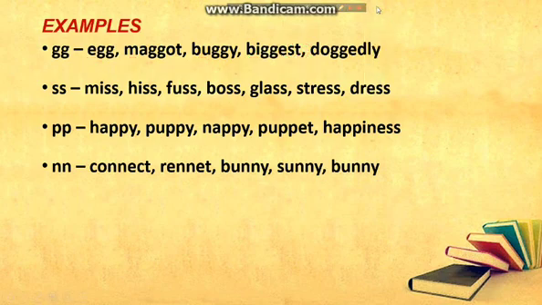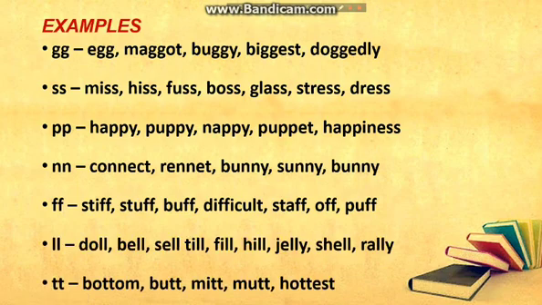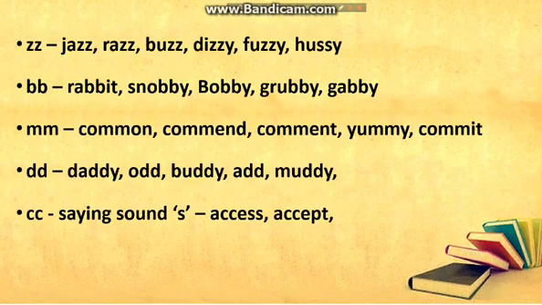So let's continue to see other examples. For g, we have egg, maggot, buggy. Okay, we've done that. Connect, rennet, bunny. So you can pause and read them to see their examples. These are the next examples.